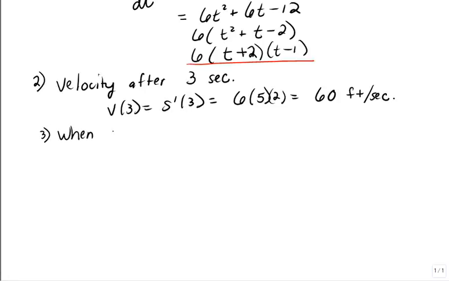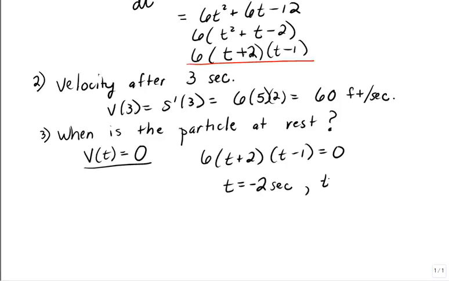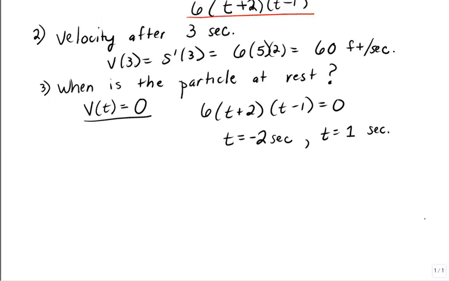Okay, next, when is the particle at rest? Well, when it's at rest, the velocity, v of t, should equal 0. It's not moving anywhere, so the rate of change should be 0. There should be no change. So we solve the velocity equal to 0, and we get t equal negative 2 seconds and t equal 1 second. So negative time, it just means it happens in the past.